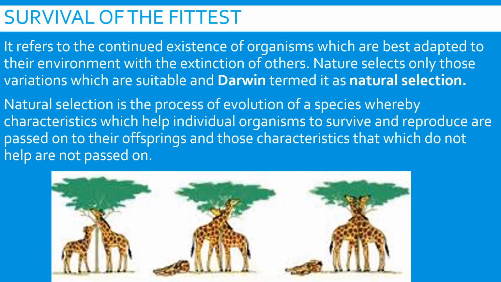Now, since long legs help in survival, the long-legged animals will live long enough to produce their offspring. The offspring will inherit long legs. So all the future generations will have long-legged animals. In this way, the animals having short legs have evolved into animals having long legs due to variation. This is an example of evolution according to Darwin's theory.